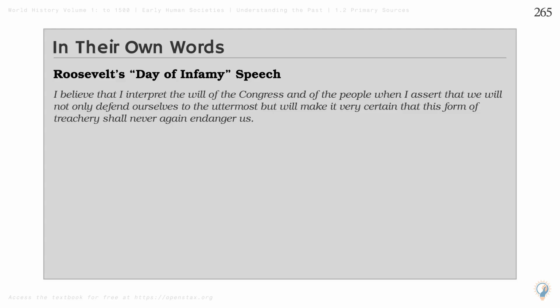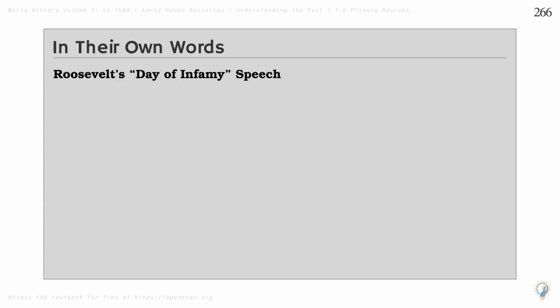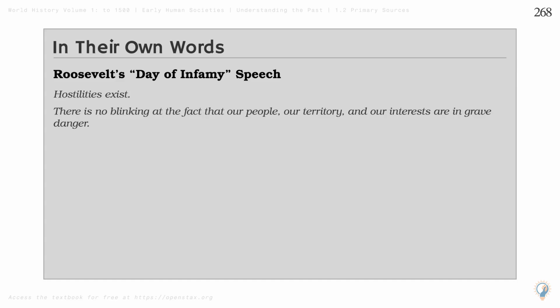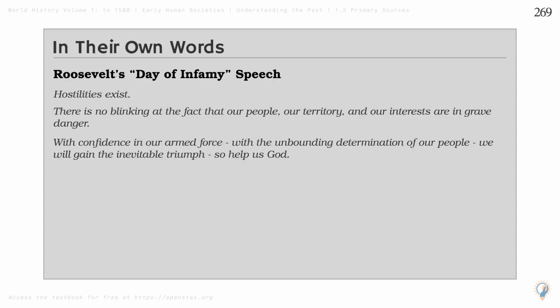I believe that I interpret the will of the Congress and of the people when I assert that we will not only defend ourselves to the uttermost, but will make it very certain that this form of treachery shall never again endanger us. Hostilities exist. There is no blinking at the fact that our people, our territory, and our interests are in grave danger. With confidence in our armed forces, with the unbounding determination of our people, we will gain the inevitable triumph, so help us God.